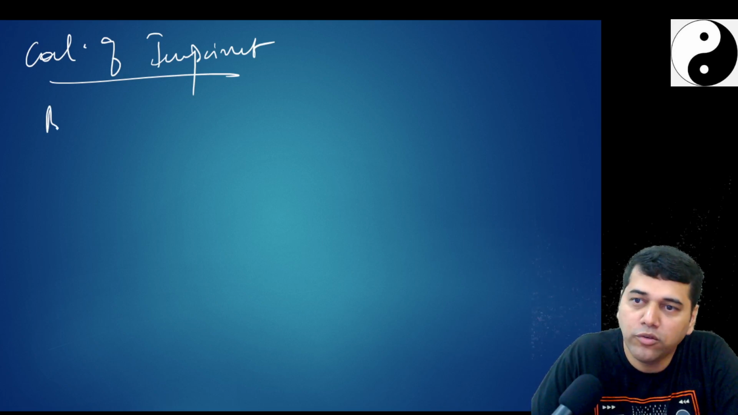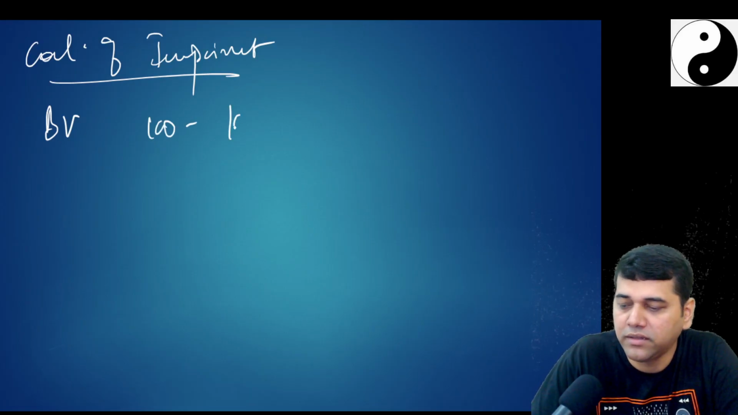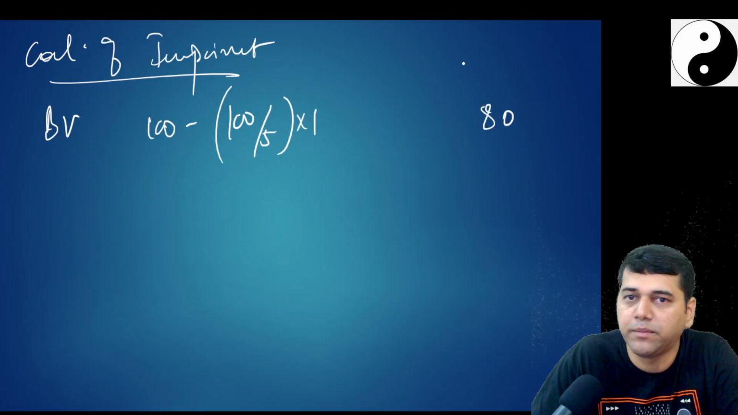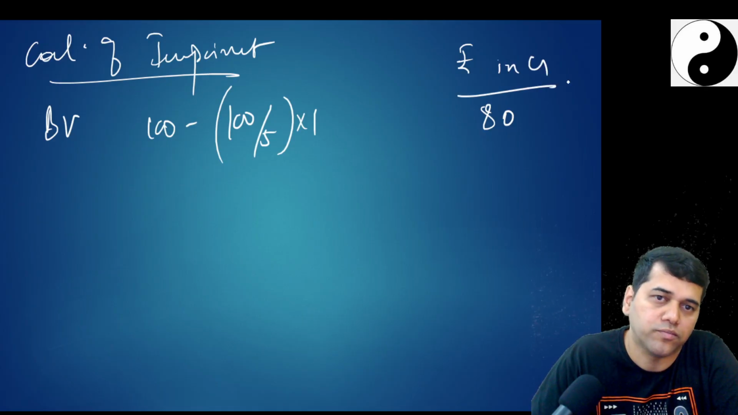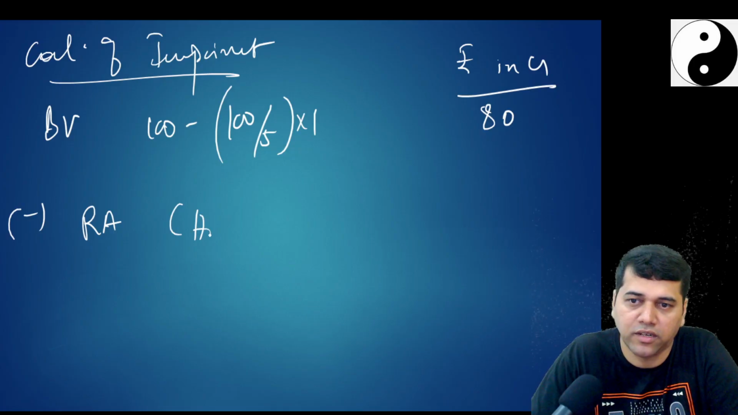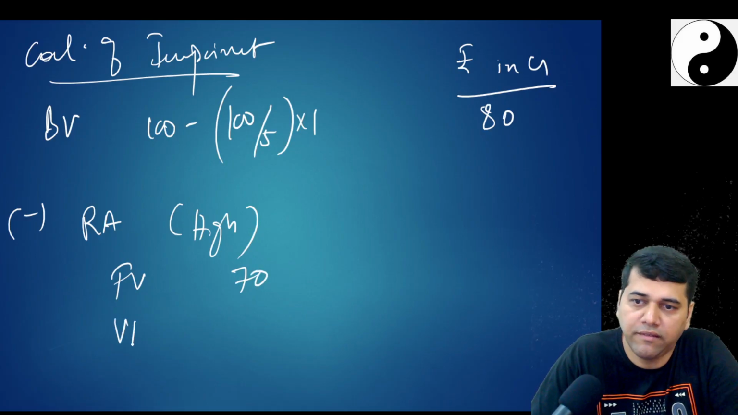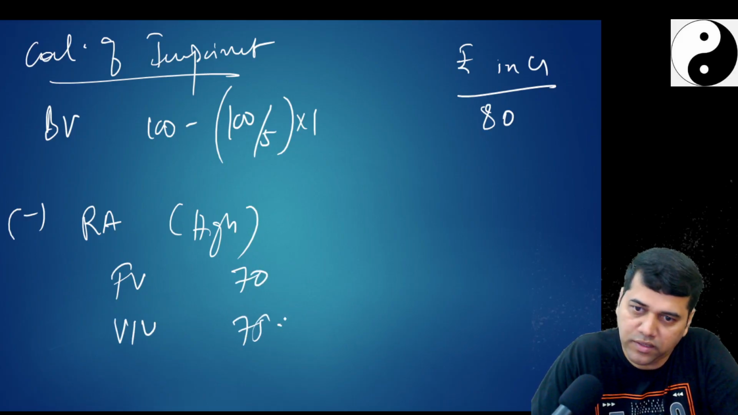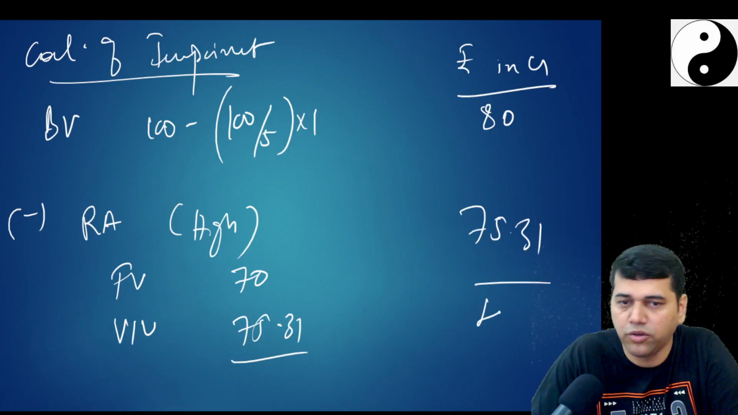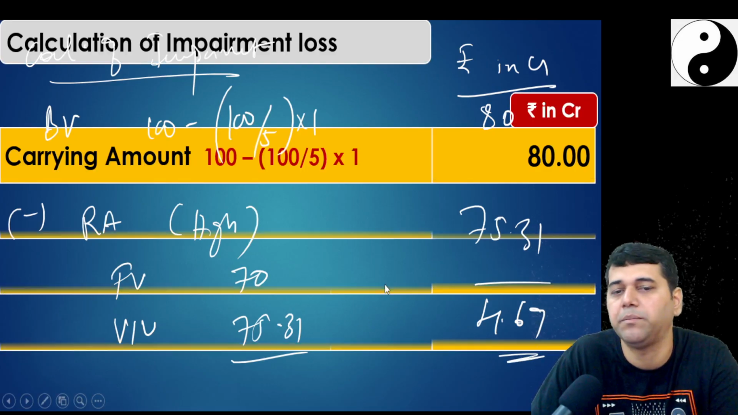Okay, what is the book value? 80. How did you get? 100 minus 100 by 5 into 1, 80, one year depreciation. Rupees in crore. Minus recoverable amount, which is the higher of, what is your fair value? 70. Value in use? 75.31. So you have got 75.31, so you got 4.69 as the impairment.